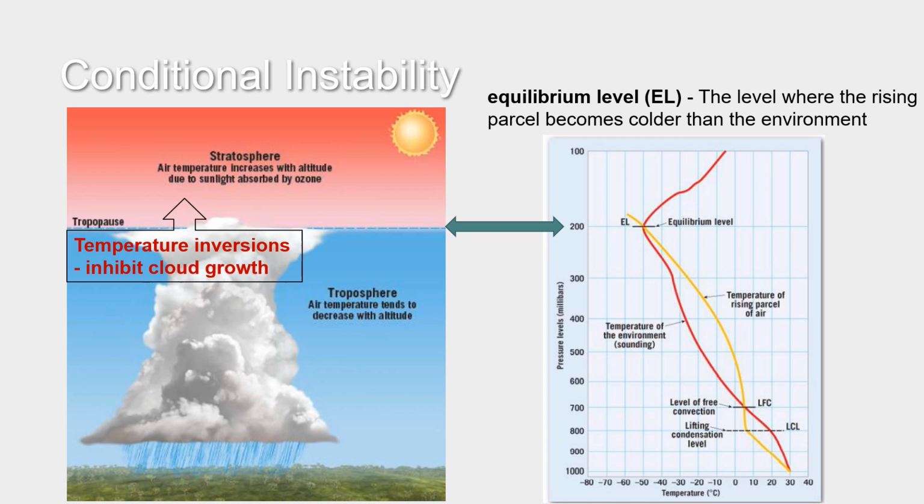And this left figure and the right figure are actually illustrations of each other, the reflection of each other. The right figure is just a graph. In this level, the equilibrium level is where the temperature inversion occurs, and where the inhibition of cloud growth starts. So it theoretically stops the top of a growing thunderstorm.